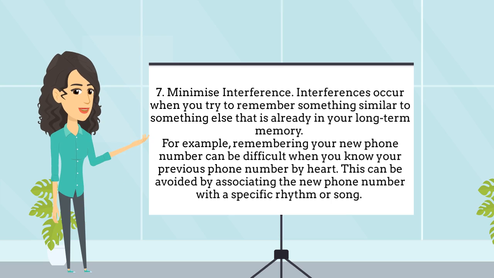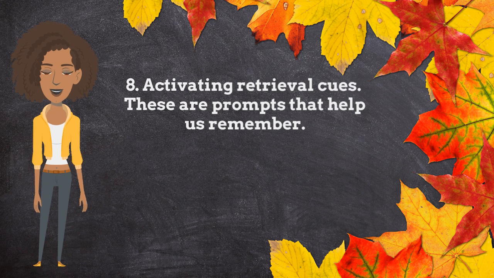Number 7. Minimize interference. Interferences often occur when you try to remember something similar to something else that is already in your long-term memory. For example, remembering your phone number can be difficult when you know your previous phone number by heart. This can be avoided by associating the new phone number with a specific rhythm or a song. Number 8. Activating retrieval cues. These are prompts that help us remember.